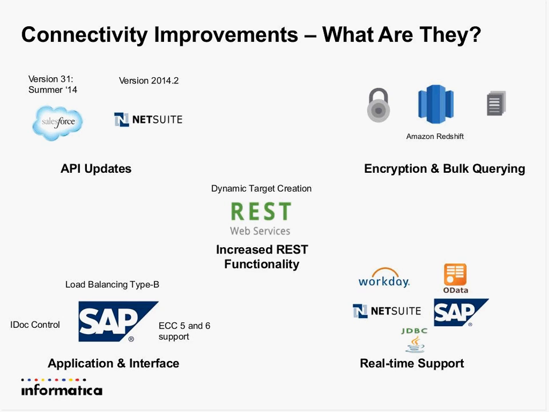So there are connectivity improvements coming up with this particular release. For instance, we've updated our connectors for Salesforce and NetSuite, with some of the latest APIs, 2014.2 for NetSuite and version 31 for Salesforce. We have encryption and bulk querying for Amazon Redshift. Numerous application and interface improvements to SAP, IDOC controls, load balancing, ECC 5 and 6 support, and our connectors for Workday, NetSuite, SAP, JDBC, and OData now have real-time support as well.